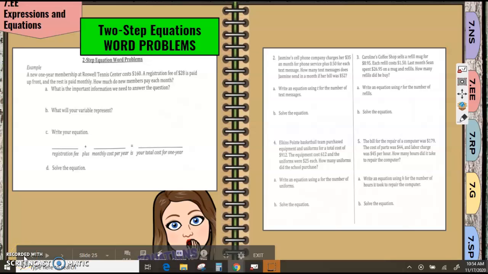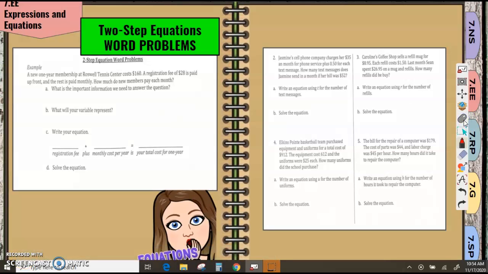All right, two-step word problems, two-step equation word problems. So a new one-year membership at Roswell Tennis Center costs $160. A registration fee of $28 is paid up front, and the rest is paid monthly. How much do new members pay each month?